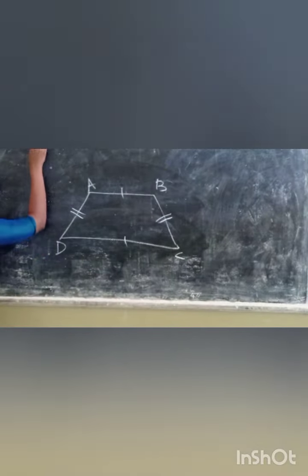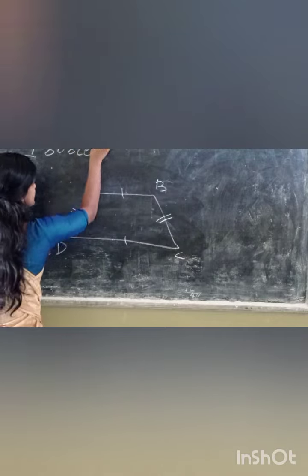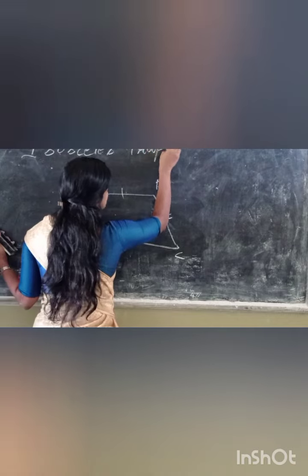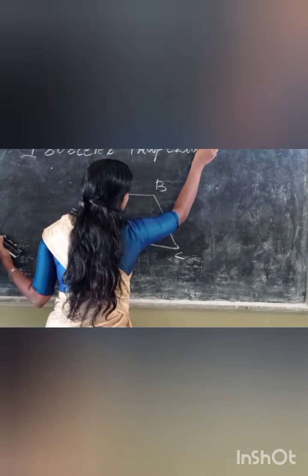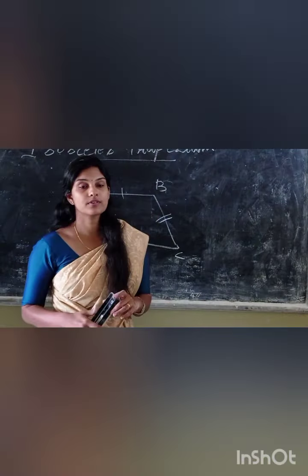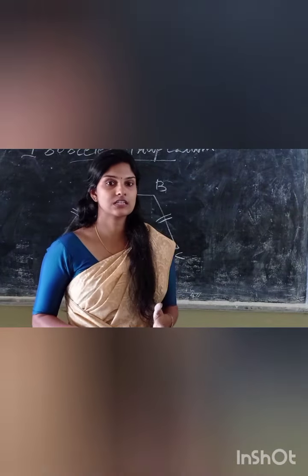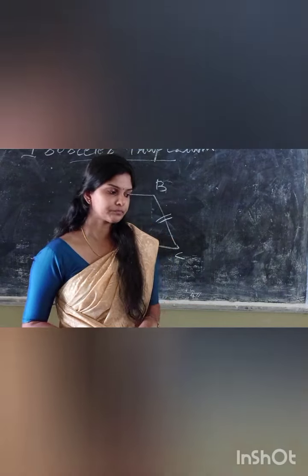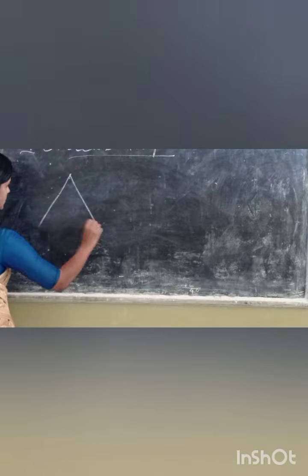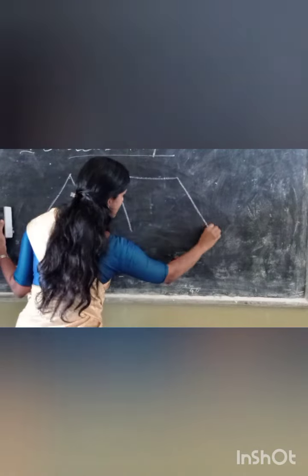So, in today's class, we will be dealing with isosceles trapezium. So, we shall study about isosceles trapezium. In the first class, we did discuss the properties of an isosceles trapezium. So, in today's class, we will be dealing just with the construction of an isosceles trapezium. An isosceles trapezium is formed using two polygons. We shall first see which are those polygons.